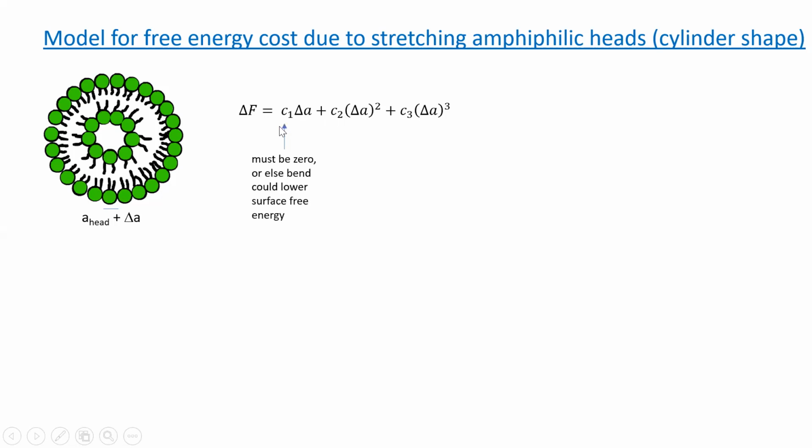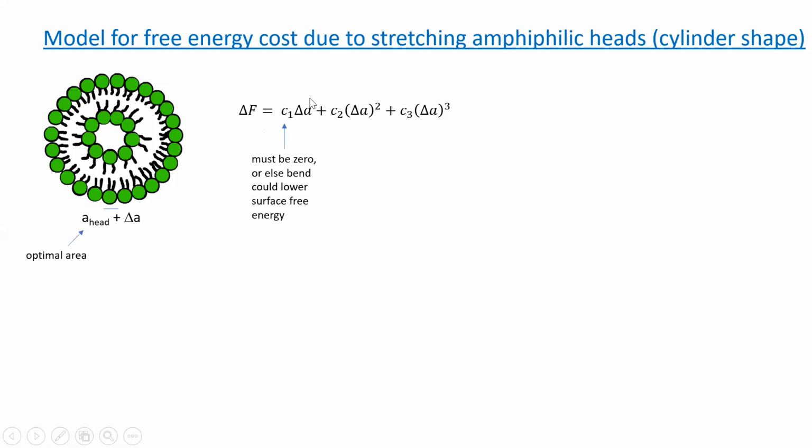But the coefficient of the linear term, delta A, must be 0, or else by bending we could lower the surface free energy. Because if C1 were, say, positive, then by making delta A negative, that is, the inner surface here would have a delta A negative, that would lower the free energy. So this linear term must be 0.